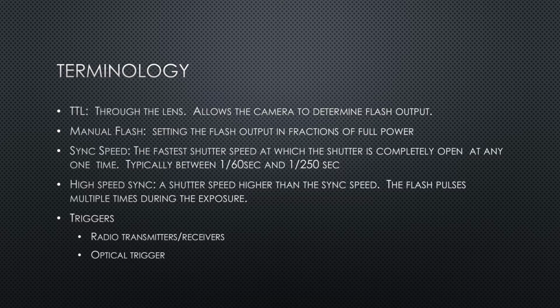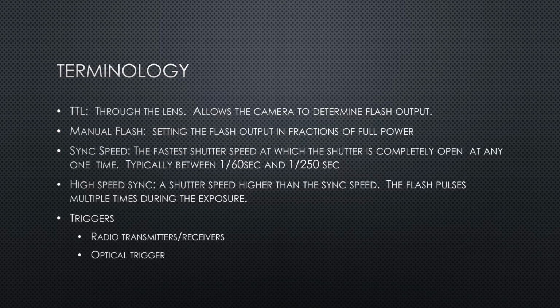Sync speed is the fastest shutter speed at which the shutter is completely open at any one time. It's typically between 1/60th and 1/250th of a second. Okay, so this one is only important for flash photography, and it's kind of hard to imagine, but in a nutshell, when you push the button on your camera, there's a curtain inside the camera that slides open in front of the sensor that's going to expose the sensor to light.